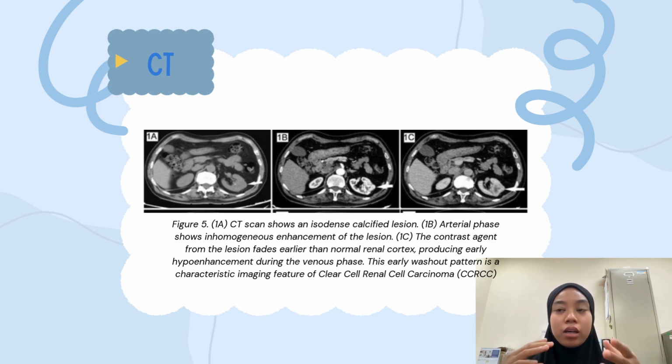So why does the washout pattern happen? Because the tumor is very vascular, so it fills quickly with the contrast, but it can't hold the contrast, so the enhancement drops on the late image.